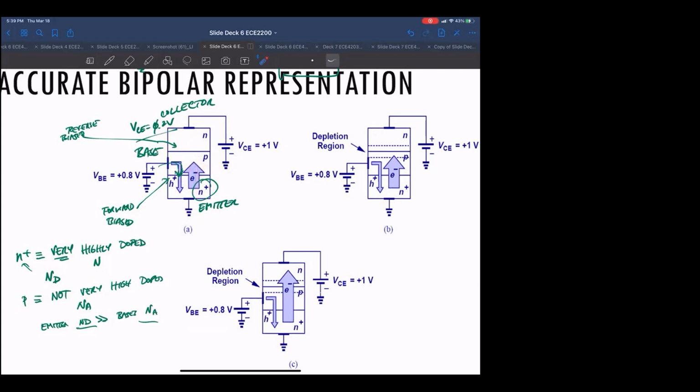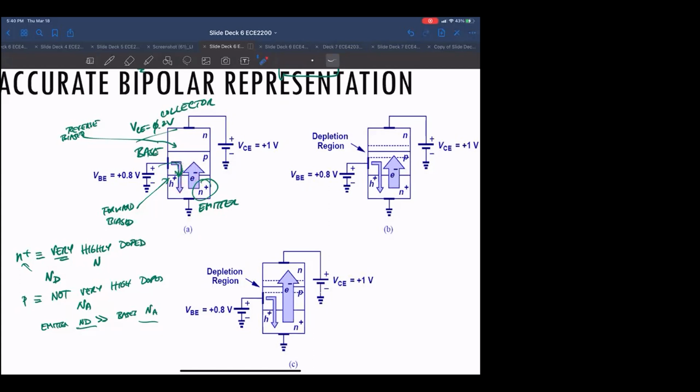And because this region is much higher doped N type, the N plus, the number of donors here is much higher density than the number of acceptors in the P side. So basically we're ensuring that the electron current is going to be much higher than the hole current.